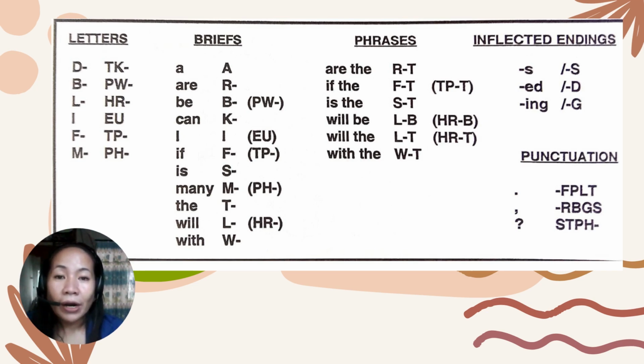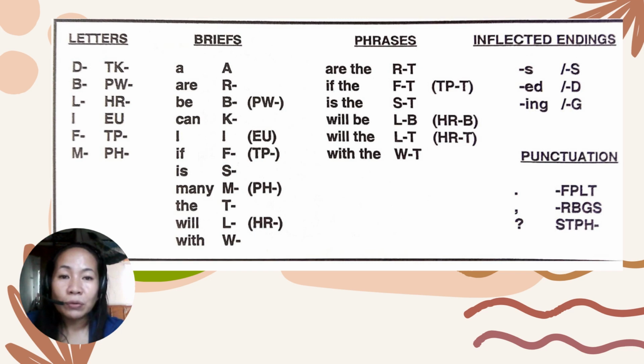With regards to phrases, for are the, we're going to press R and T. For if the, we have TP and T. For is the, we have S and T. For will be, we have HR and B. For will the, we have HR and T. For with the, we have W and T.